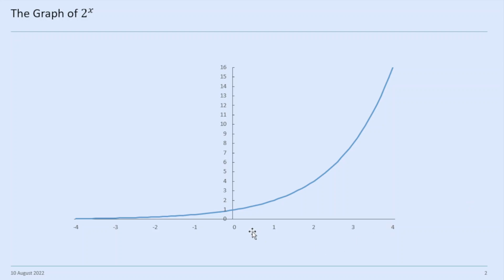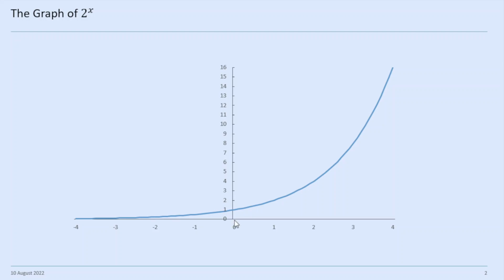So the first thing to look at is when x is 0, 2 to the x is 1, so 2 to the 0 is 1, 5 to the 0 is 1, 10 to the 0 is 1, anything to the 0 is 1. Well, actually there's a question about 0 to the 0, but let's not get bogged down in that. That's a different video.